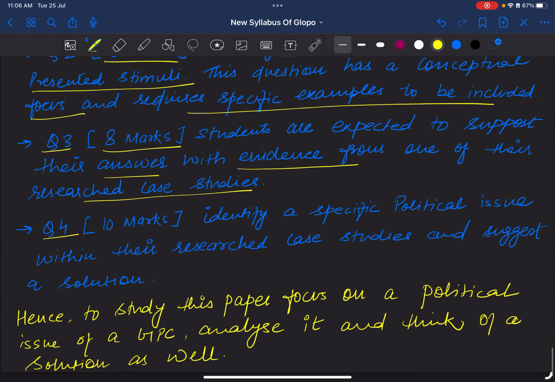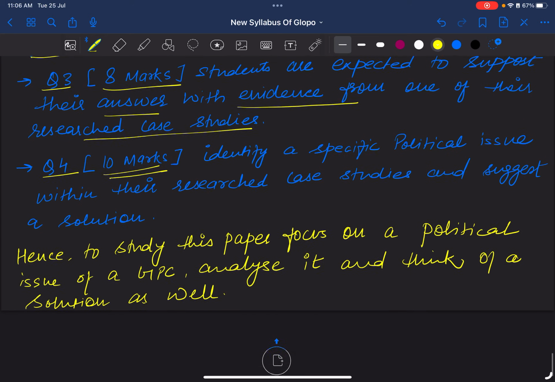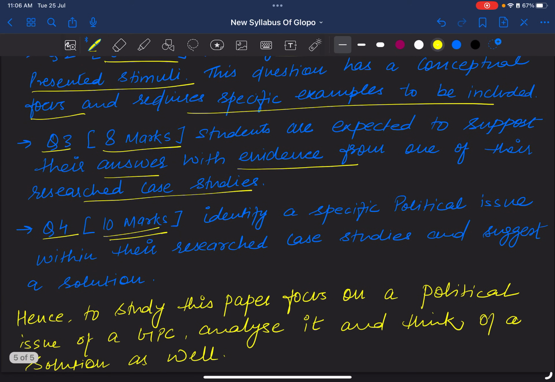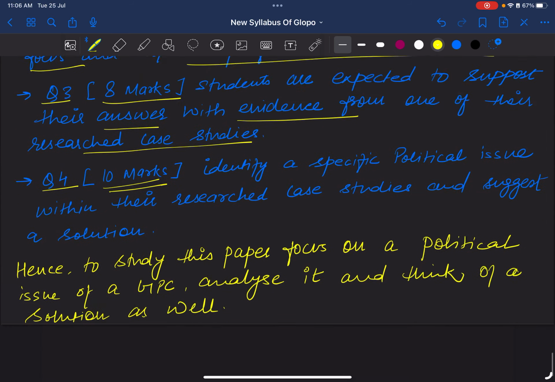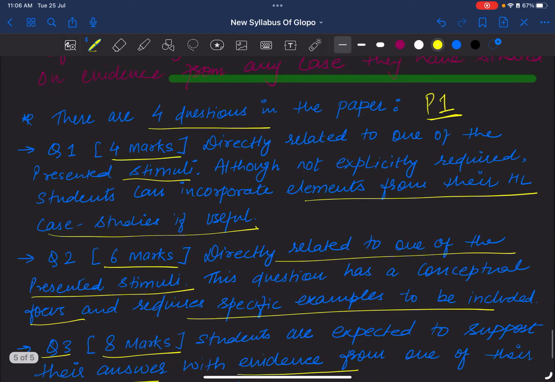Question number 4, lastly, would be of 10 marks. Identify a specific political issue within their researched case studies and suggest a solution. Got it? That means now you have to study the GPCs in detail. Either you can study on your own, or it depends on the teacher's teaching methodology. The teacher can give extra time for these global political challenges, or even initiate multiple activities around them. All right, so this is all about your paper 3.